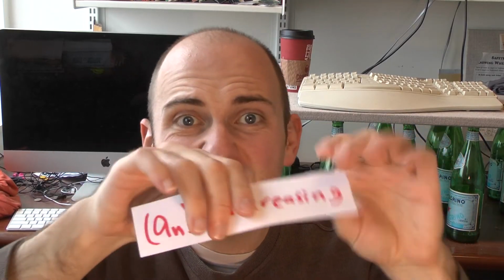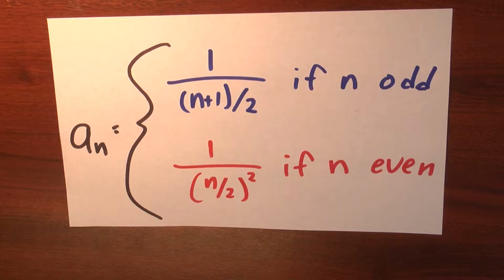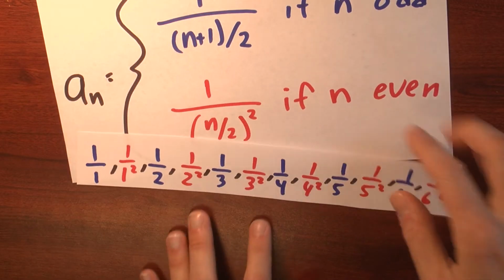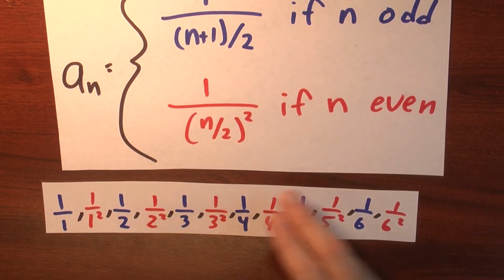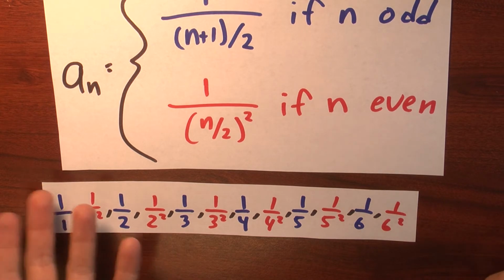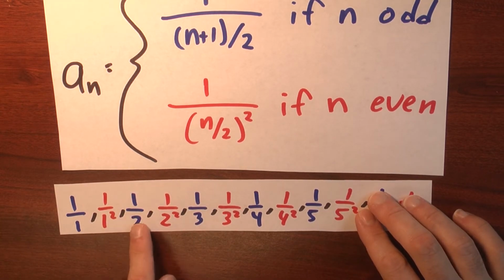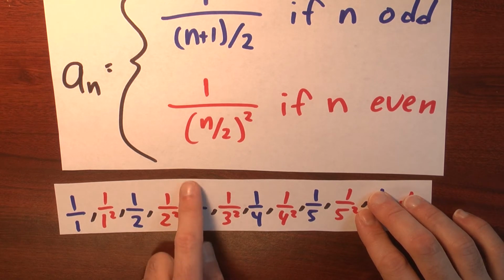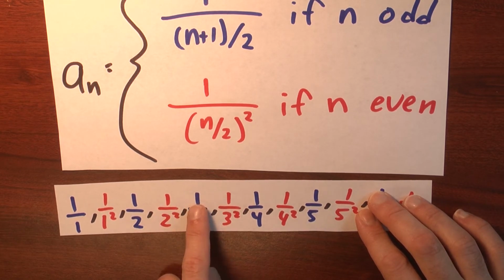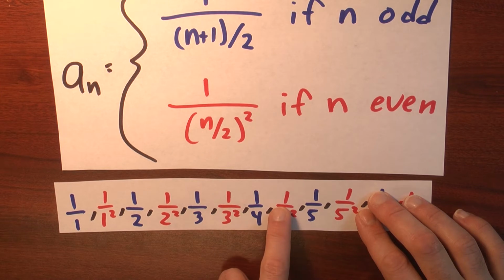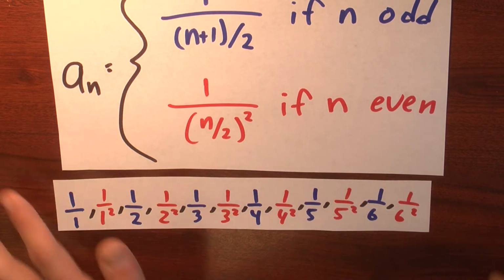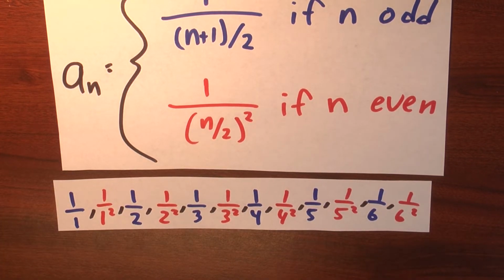But the sequence is not decreasing. If I look at just the first few terms of this sequence a sub n, these are not decreasing. Look, 1/2 and then 1/4, but then 1/3. It's going up here, down here, up here, down here, up here. It's not a decreasing sequence. And the alternating series diverges.